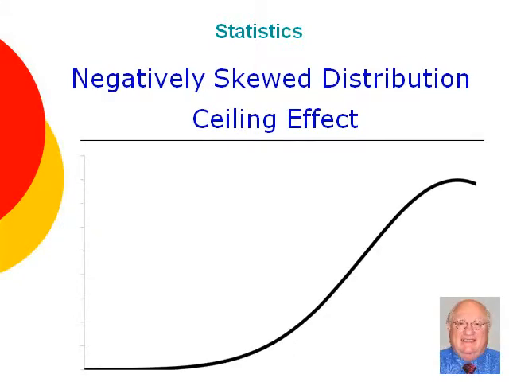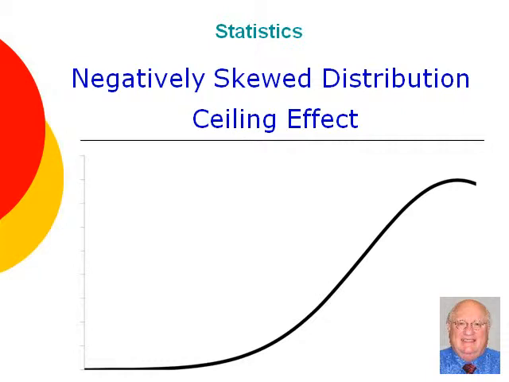Here is an example of a negatively skewed distribution. Notice that most individuals score at the upper end or receive the highest scores on the scale, and that the tail stretches off to the left in order to capture the scores of individuals who scored lower on the scale. This sort of distribution would be said to have a ceiling effect or do a poor job of discriminating between individuals at the upper end of the distribution of scores.